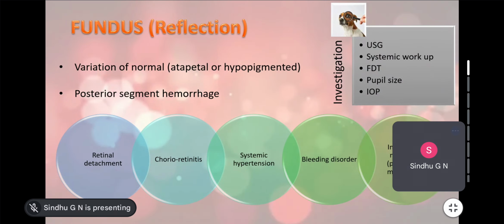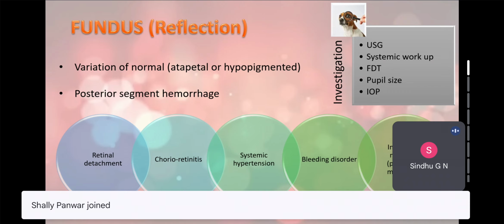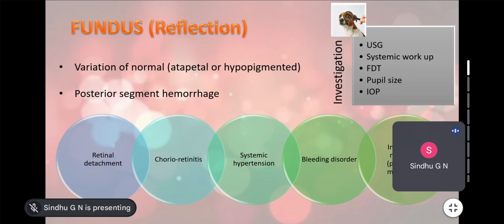Then coming to the redness in fundus or red reflection, it can be a normal variant or atypical or hypopigmented fundus. Especially we see that in husky breeds, red reflection, that is a normal variant. Then posterior segment hemorrhage or retinal hemorrhage. Retinal hemorrhage can be due to retinal detachment, chorioretinitis, systemic hypertension, bleeding disorders, or intraocular neoplasms.